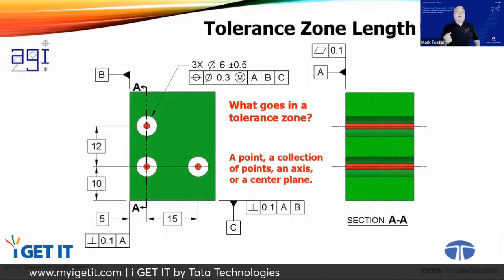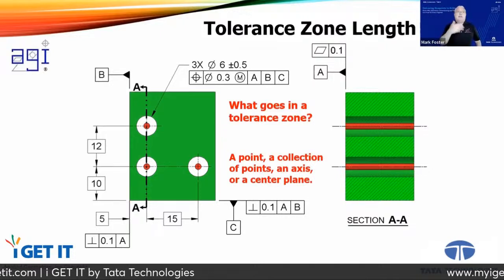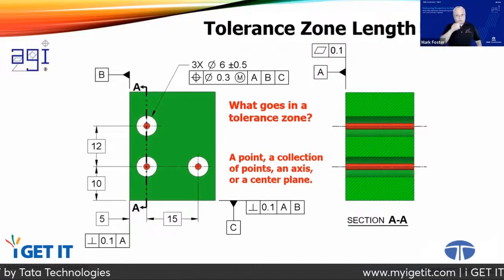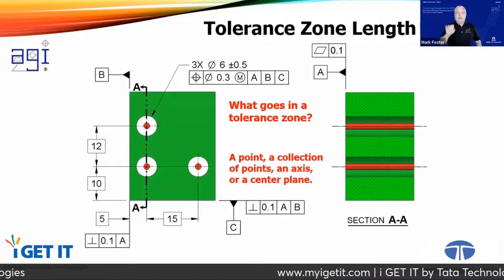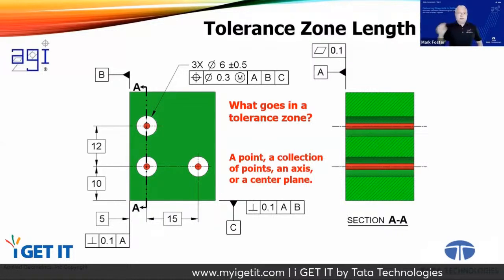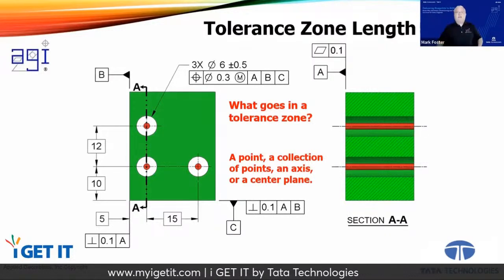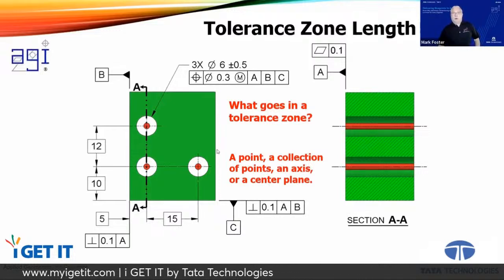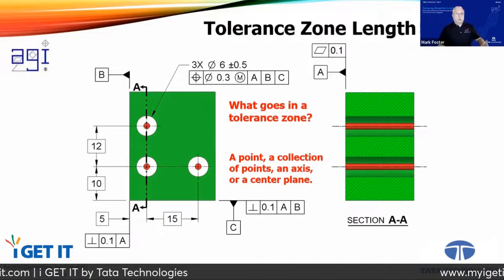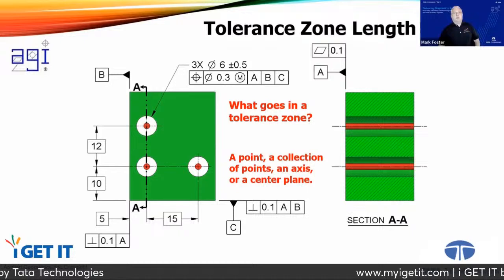So I say, what goes in the tolerance zone? In this context, it would be the axis of the holes. So each hole's axis has to fit within its respective zone throughout the length of that feature in order to be per print. And that will ensure that this part will fit together with its mating parts.